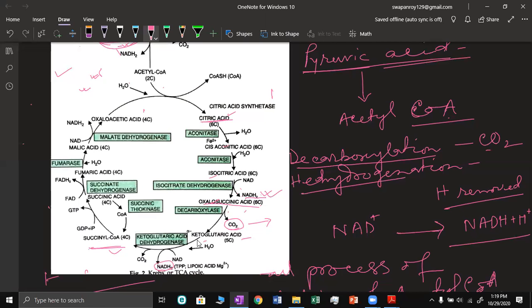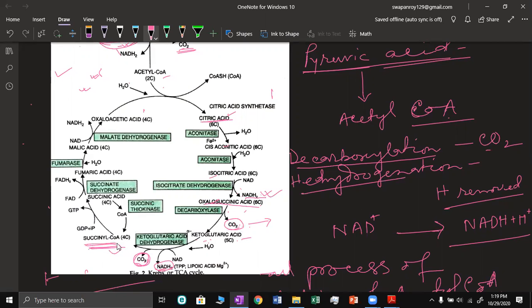So here also, alpha ketoglutaric acid undergoes oxidation, so NADH2 is produced. This one also undergoes decarboxylation, so carbon dioxide is also produced. So all three carbon dioxide molecules are produced: one here during the conversion to acetyl coenzyme A, the second during the formation of alpha ketoglutaric acid, and the third during formation of succinyl coenzyme A. So from each molecule of pyruvic acid, three carbon dioxide molecules are produced, and here also one NADH2.